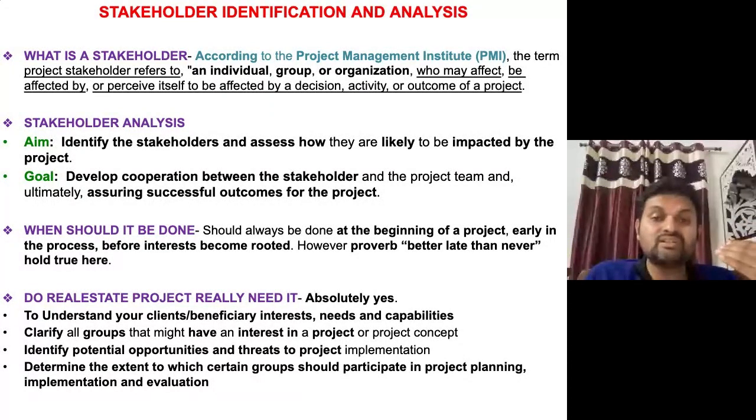So it may be that the farmers or the local people are asking for compensation, right? So I want to identify who the stakeholders are and how likely they are to be impacted. Definitely, they are going to be impacted, but how likely? That I want to know.